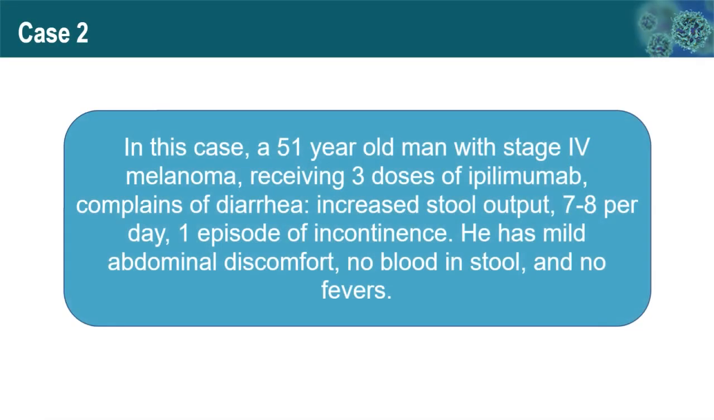This brings us on to our next case, and this is of a 51-year-old man with stage 4 metastatic melanoma. In this case, the patient received 3 doses of the anti-CTLA-4 medication ipilimumab and complained of new onset diarrhea. This was defined as increased stool output with 7 to 8 stools per day and 1 episode of incontinence. The patient also noticed mild abdominal discomfort, however, no blood in the stool and no fevers.